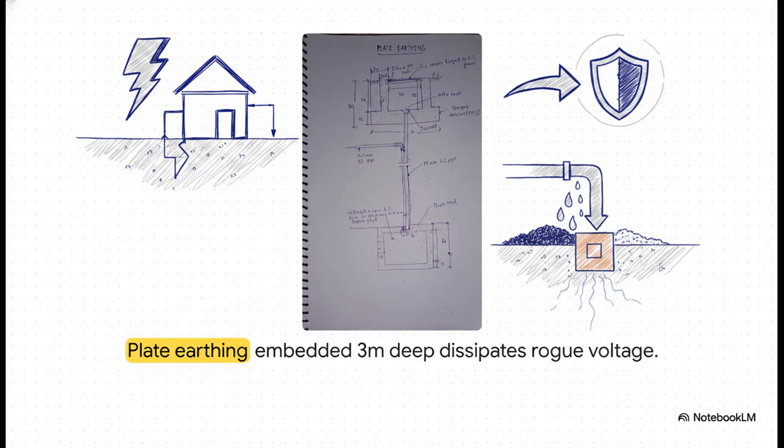To handle those dangerous rogue currents, engineers use some pretty fascinating tricks, like plate earthing. Imagine a massive 60 by 60 centimeter copper plate embedded a full 3 meters underground. Notice that funnel setup at the top?